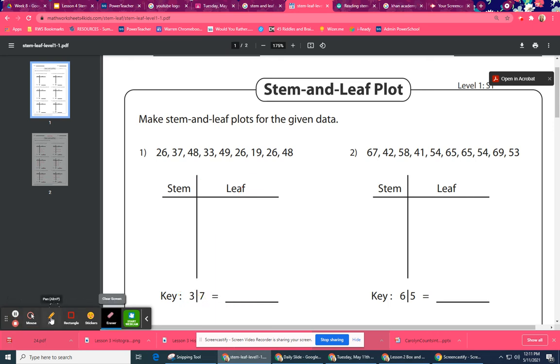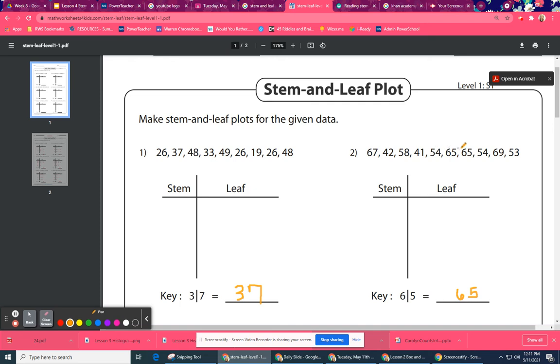Okay, so your key is that 3 being the stem and 7 being the leaf, the number would be 37. This key with the stem being 6 and the leaf being 5, the number would make 65. Let's do another one of these though, because I don't know if you've ever done them before.